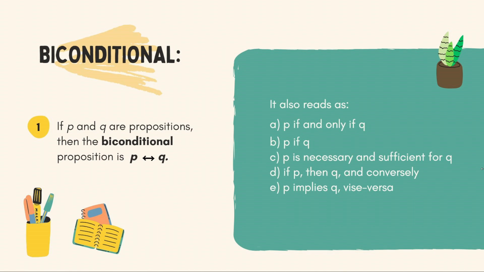B, P if Q. C, P is necessary and sufficient for Q. D, if P then Q, and conversely. And E, P implies Q, and vice versa. So don't get confused between implication and biconditional. You must know the difference between the conditional and biconditional so you can know which one it is.